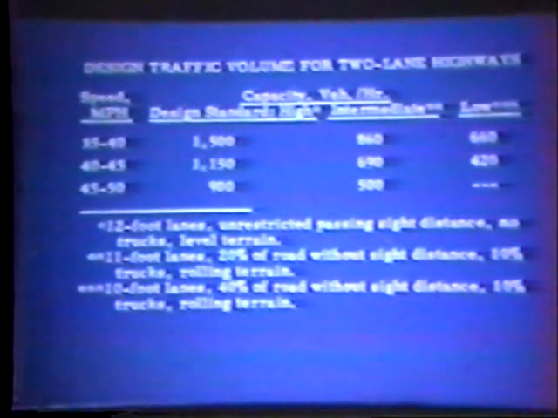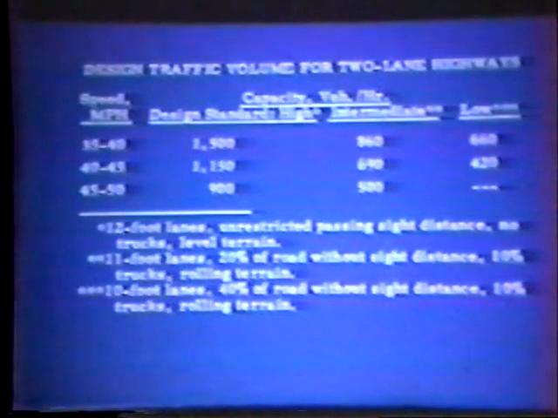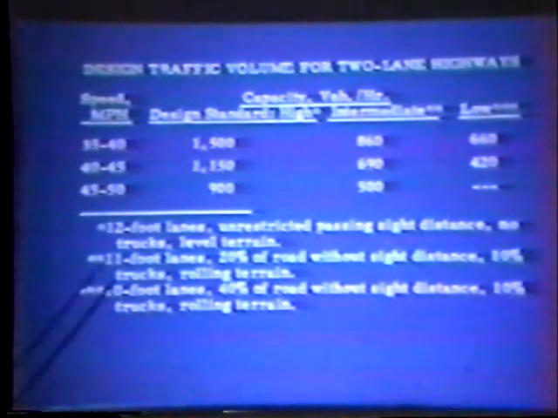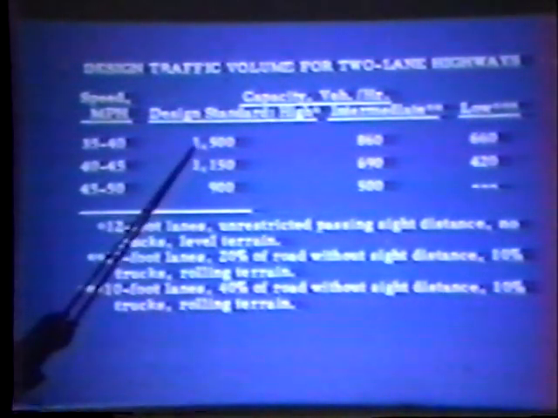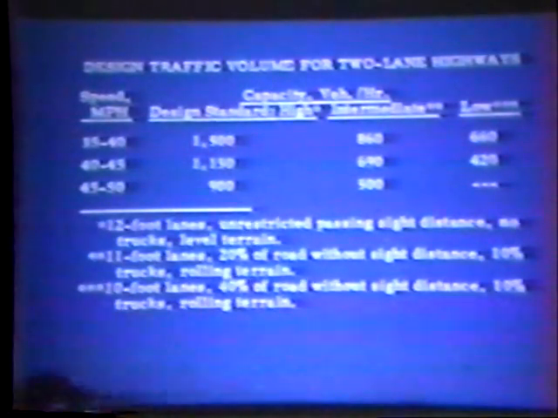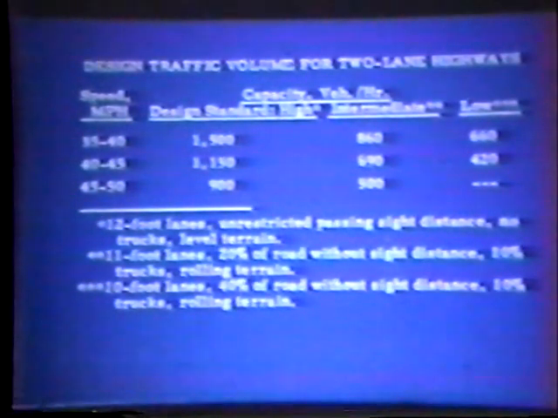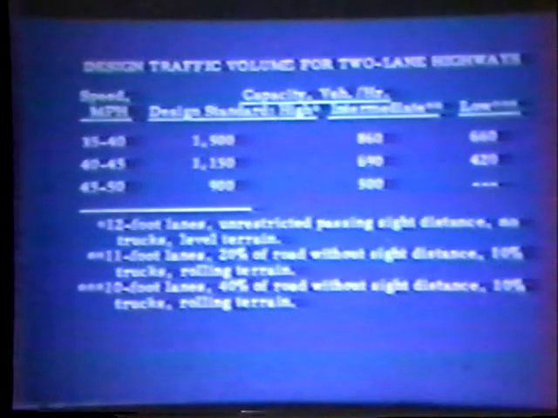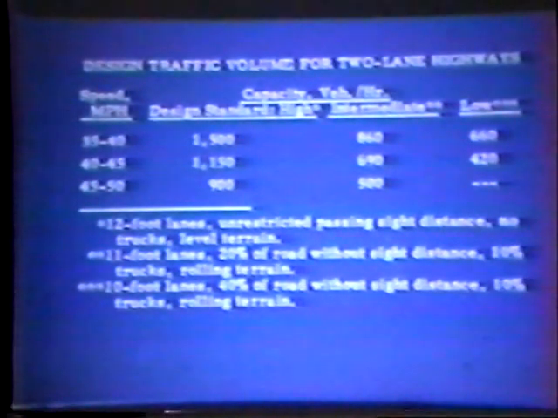I won't iterate these details. The point is that increasing speed and increasing design standard, and decreasing design standard causes a reduction in the capacity of a road. But where we're talking about roads that have to serve 50, 100 vehicles per hour, capacity is not generally a problem. There's one that didn't drop, but we won't worry about it. We'll just keep on going.